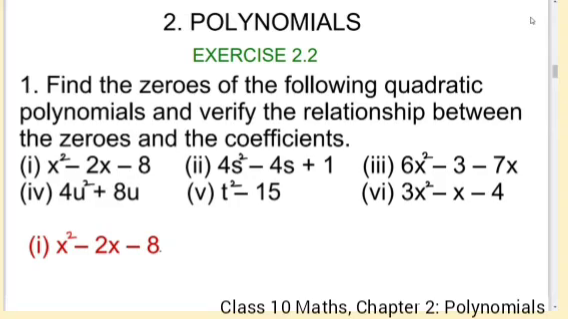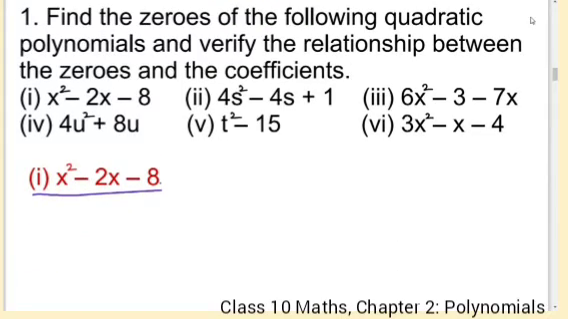Now exercise 2.2, first question. Find the zeros of the following quadratic polynomials and verify the relationship between the zeros and the coefficients. First one, x square minus 2x minus 8. Minus 8 can be divided as minus 4 into 2.